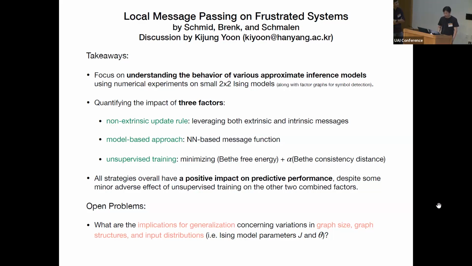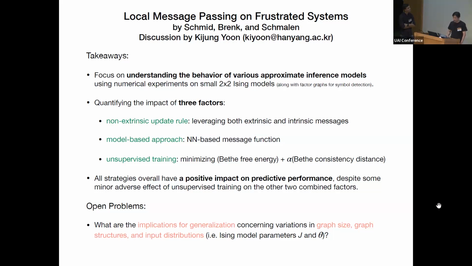Next, they looked at the impact of three important factors. First, non-extrinsic update rule. This means that they leveraged both extrinsic and intrinsic messages at the time of updating factor to variable messages. And you know, in a generic tree-structured acyclic graph, we don't usually double count the opposite direction of the factor to variable messages, which is the intrinsic message. But they decided to incorporate it when dealing with the cyclic graph. So of course, this is the kind of strategy that we hope to see realized within the framework of model-based approaches, which will be discussed right next.